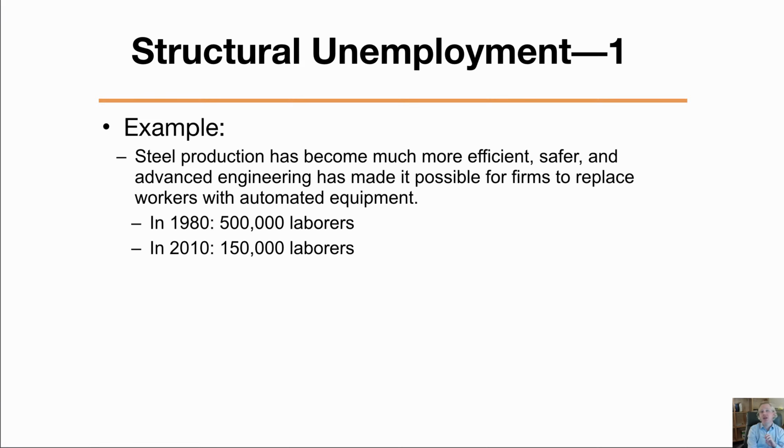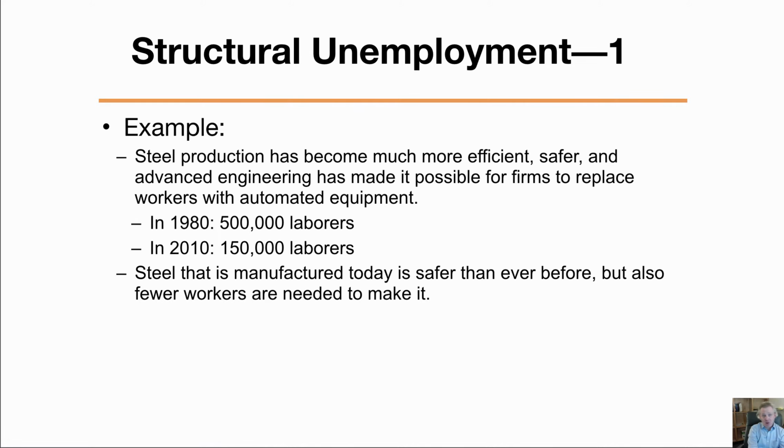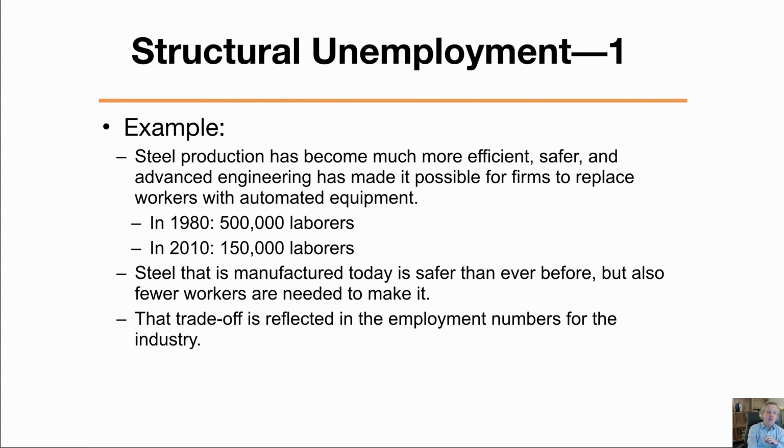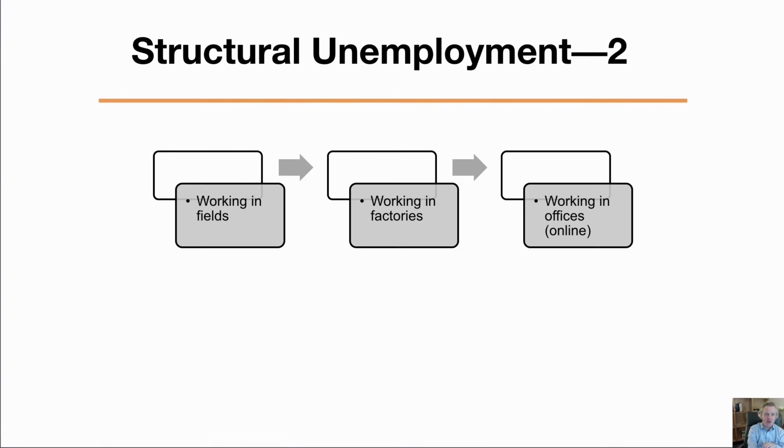So a big reduction in the number of employees in the U.S. steel industry. Some of that is due to U.S. steel companies being outcompeted by companies from outside of the U.S., but a lot of it is due to the increasing use of capital and machines to replace workers. The consequence is that steel manufacturing today is far, far safer than it was, say, in 1980. But we need fewer workers to work in that industry. And those trade-offs between safety and the number of workers is reflected in the employment numbers for that particular industry.